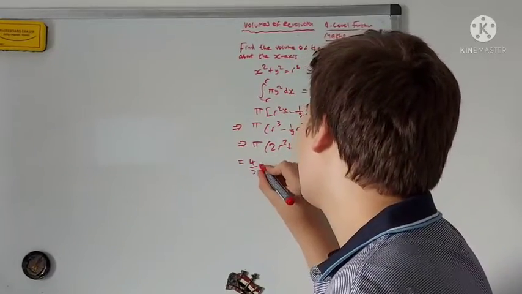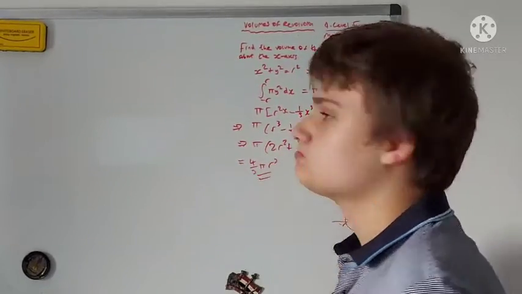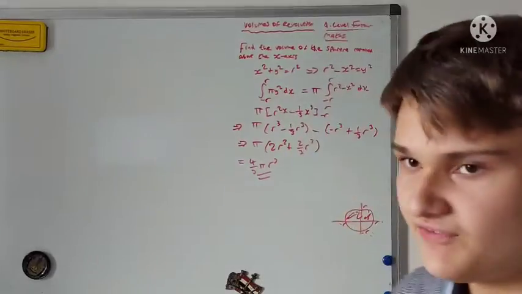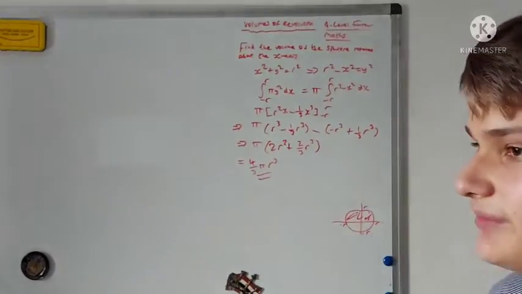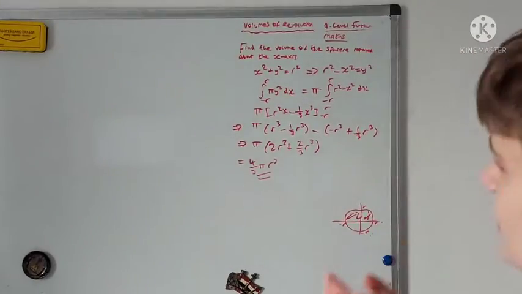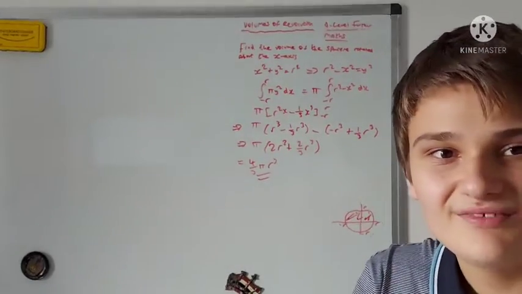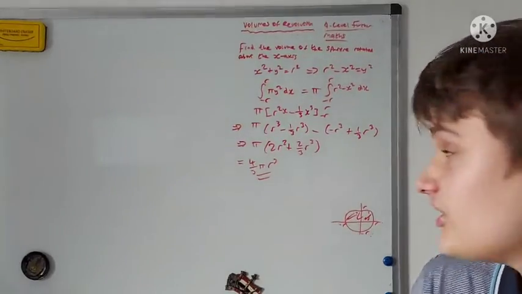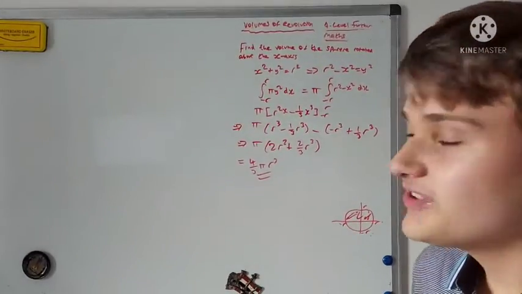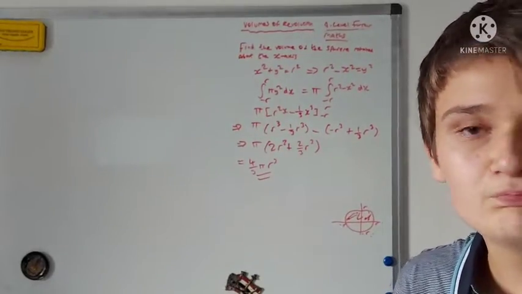4/3 pi r cubed. And funnily enough, that is how to find the volume of a sphere that you know from GCSE. And I can bring it up into my A-level knowledge and put it into this video. Okay, so it's quite nice, and there you go. So that is how you can find the volume of a sphere, and that is where the formula comes from.